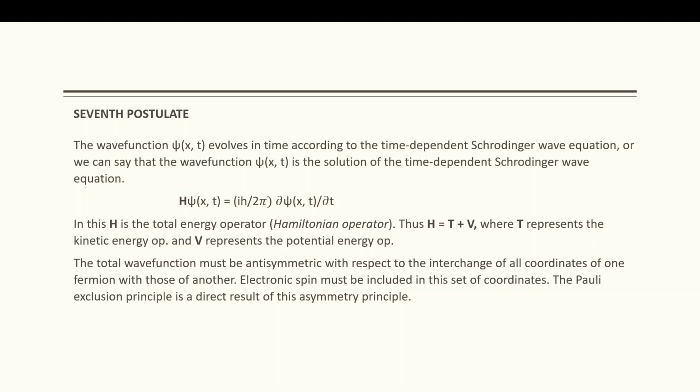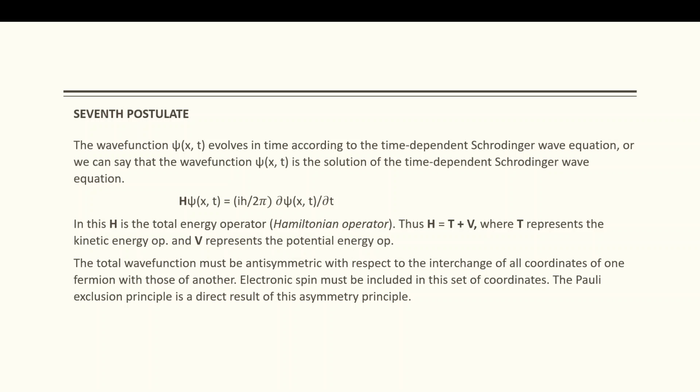Seventh postulate. The wave function psi(x,t) evolves in time according to the time-dependent Schrodinger wave equation. We can say that the wave function psi(x,t) is the solution of the time-dependent Schrodinger equation, written as H psi(x,t) equal to i h upon 2 pi d psi(x,t) upon dt. In this, H is the total energy operator, called the Hamiltonian operator. Thus, H equal to T plus V, where T is the kinetic energy operator, V is the potential energy operator.